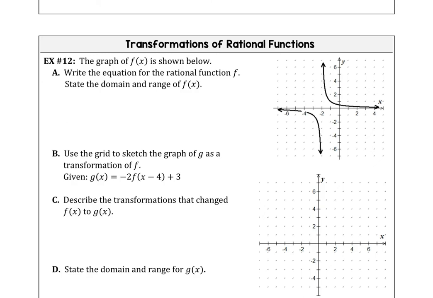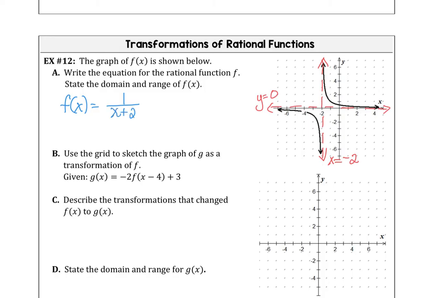In this example, we'll look at transformations of rational functions. I want to write the equation for the rational function shown in this graph over here and state the domain and the range. It appears if we sketch in the vertical asymptote that we've got division by 0 at -2. And we've got a horizontal asymptote at y equals 0. So you know from earlier that x plus 2 has to be a factor in the denominator. So f of x must be 1 divided by x plus 2.